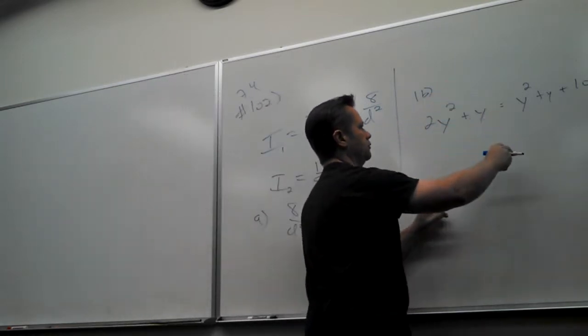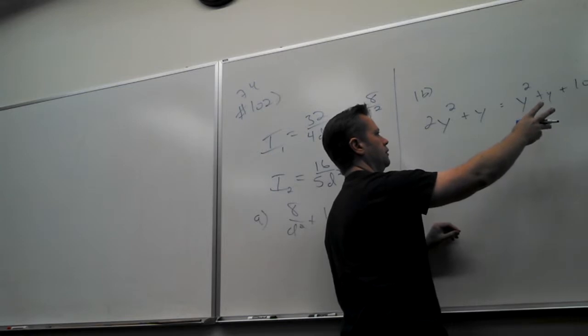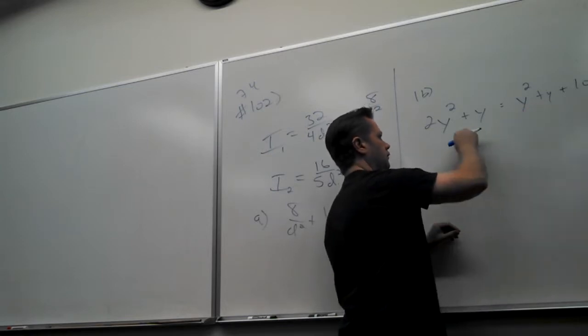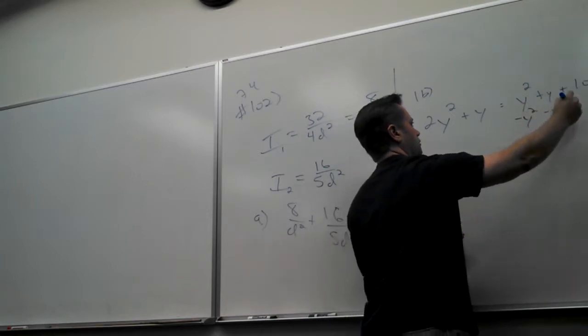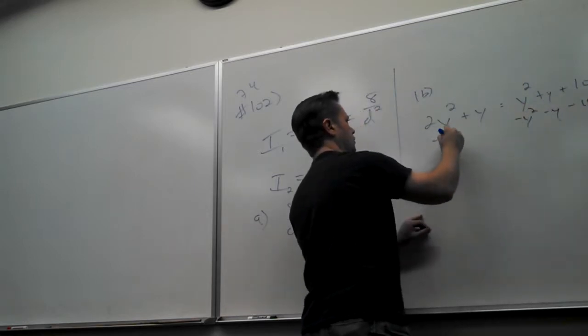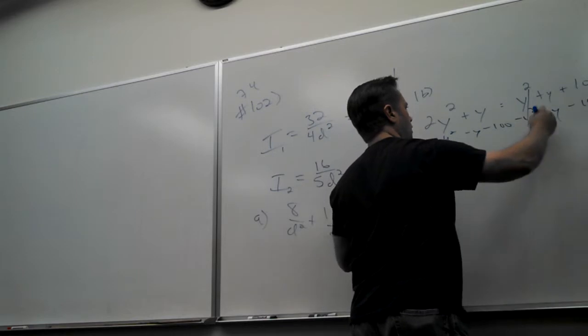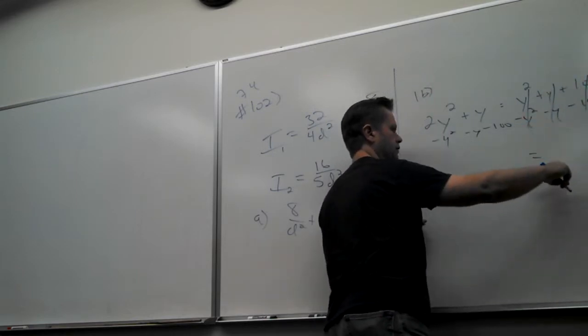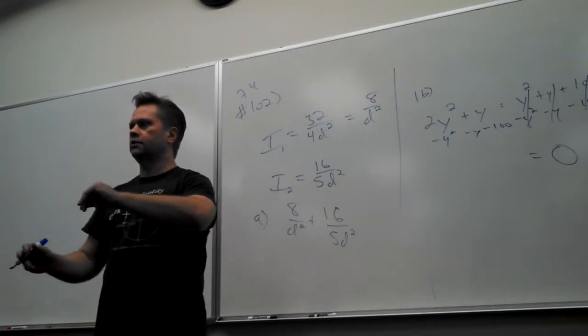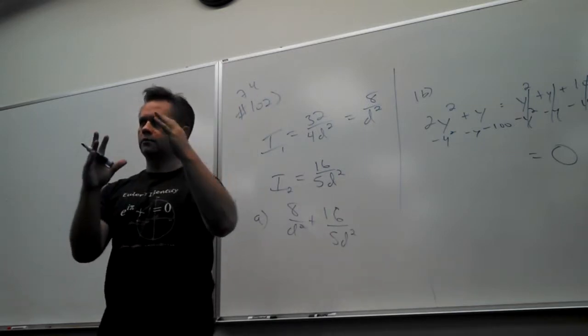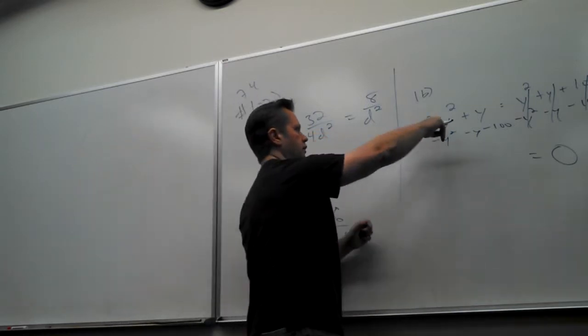So what do I do? How do I get those over there? Just move it. How do you move it? Yeah, minus y squared, minus y, minus 100, minus y squared, minus y, minus 100. All that stuff cancels, so on that side I get 0. That side doesn't just disappear. It doesn't become the void. It becomes 0, right? And over here I get what?